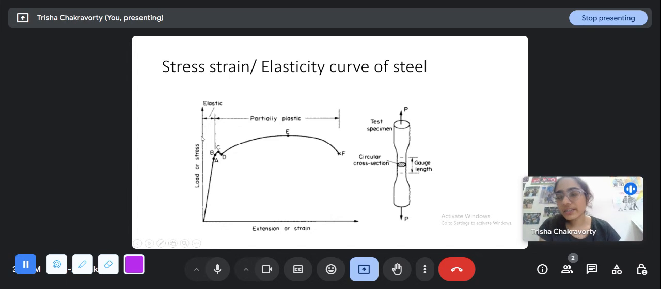The general grade of steel that is most commonly used is called Fe 410. 410 is the ultimate stress, and 250 is the corresponding yield stress. There are other grades of steel that we have seen in RCC, Fe 500, Fe 650. So those are the ultimate stresses.